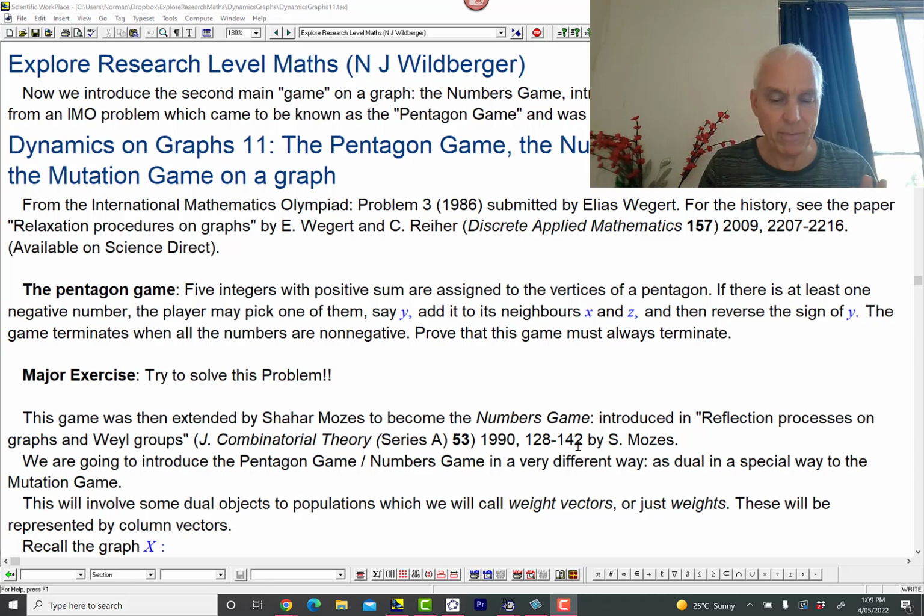So this will involve some new objects which are dual to populations. So populations are typically row vectors. These dual objects are going to be column vectors, and we'll call them weight vectors or just weights.